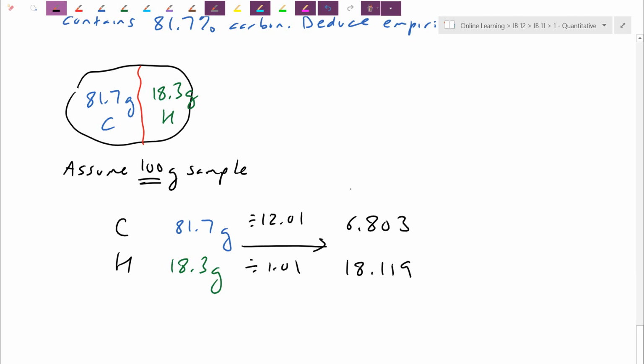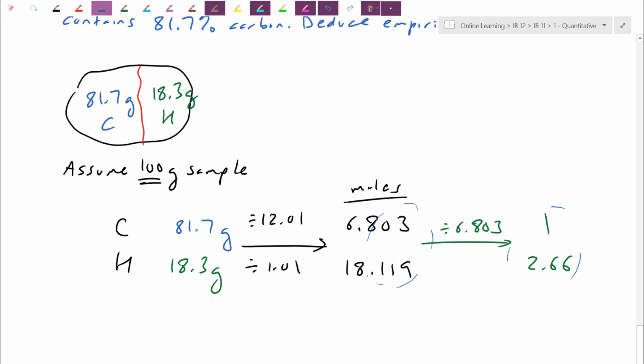18.119. These ones here, if you're thinking about it, this one here is actually moles. And now what we're going to do is divide out the smallest one. The smallest number was a 6.803. That's going to knock one of them to 1. What's 18.119 divided by 6.803? This gives me here roughly 2.66. By being a little sloppy with sig figs here, I made sure to not accumulate rounding errors.